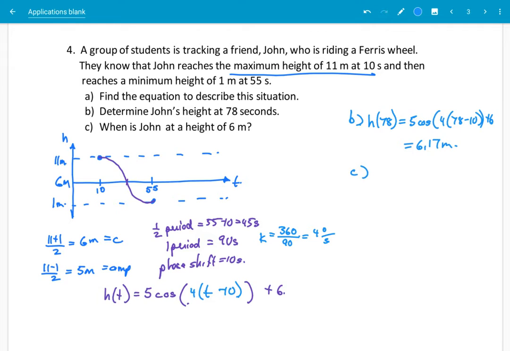And see, when is John's height 6 meters? Well, it'll repeat, right? So as we sub in, we have to solve for time. Oh, so we subtract 6 from both sides. Divide both sides by 5. And now I have a trig equation where the trig function is isolated. So when is cosine 0?